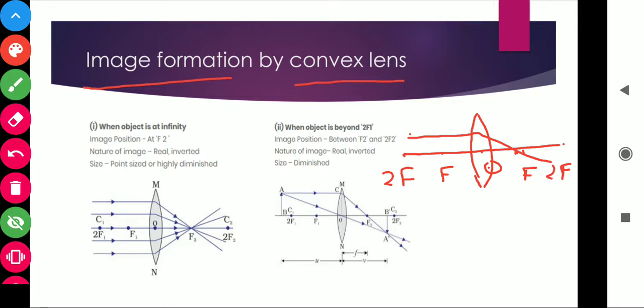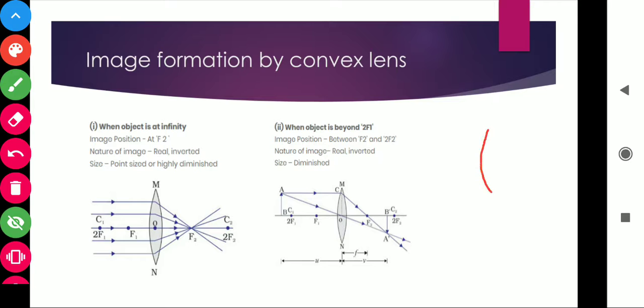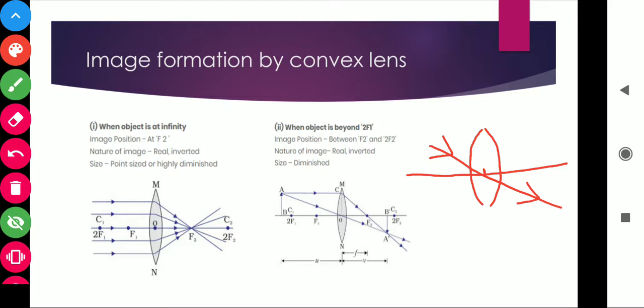The second is when the ray comes through the focus. If this is the focus, it goes parallel to the principal axis. The last one, if the ray passes through the optical center, it goes without any deviation. These are the three rules by which we can form the image and draw the ray diagram. Let's discuss one by one.